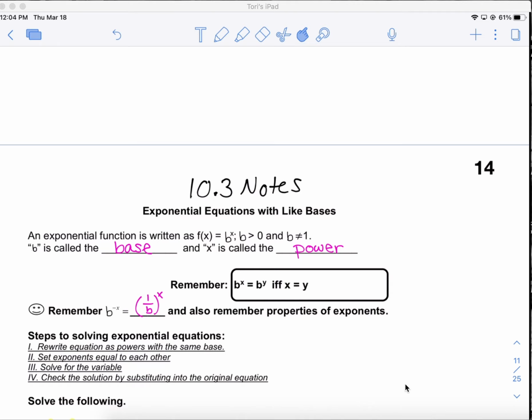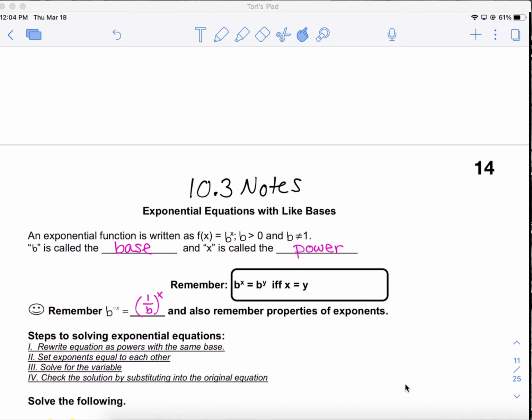I know a lot of you were not a fan of Unit 7 memorizing all those exponent values, but if you remember your powers, or if you have that written down somewhere as a way to remember, this is the moment where it's going to come back to help you, okay? So we're going to be talking about how to solve exponential equations when you have like bases, okay? So if we don't have like bases, we're going to force that to happen so that we can solve, okay?